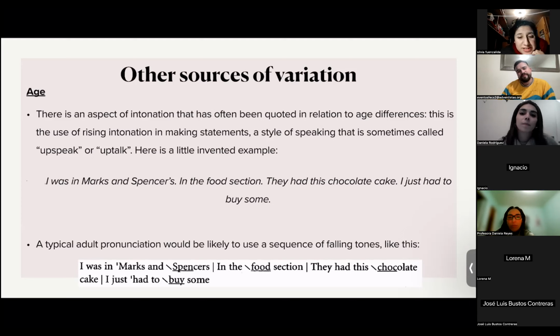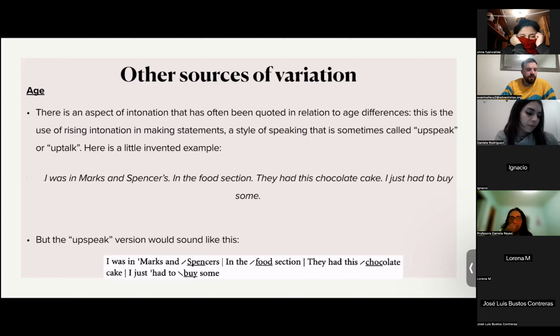I was in Marks and Spencer's in the food section. They had this chocolate cake. I just had to buy some. Good. Rodriguez. I was in Marks and Spencer's in the food section. They had the chocolate cake. I just had to buy some. Good. Ms. Reyes. I was in Marks Spencer in the food section. They had this chocolate cake and just had to buy some. Okay. Lore. I was in Marks and Spencer's. In the food section, they had this chocolate cake. Had to buy some. All right, good.